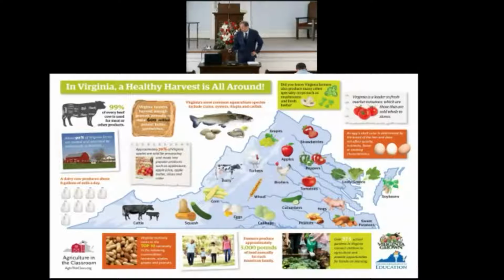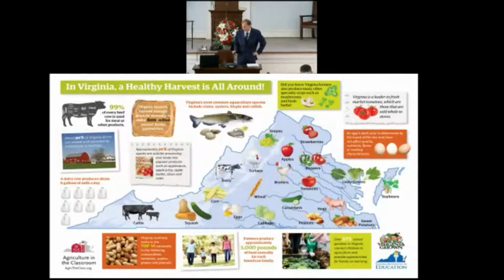And this is the types of crops that are grown in different parts of the state based on the soil. The rainfall is about the same in all parts of Virginia, but the soil is very different in different parts of the state. So based on the soil type more than the rainfall, it helps them decide what they're going to grow.